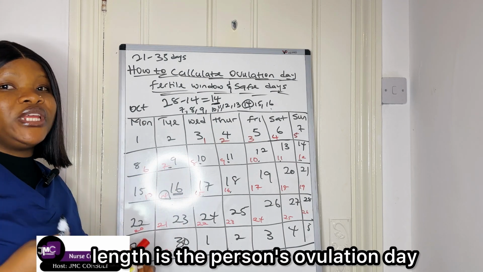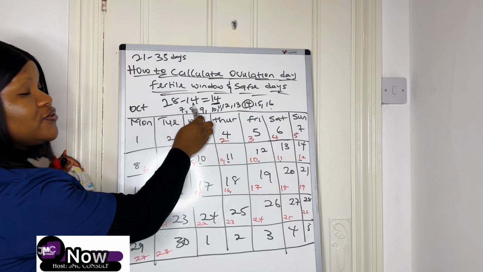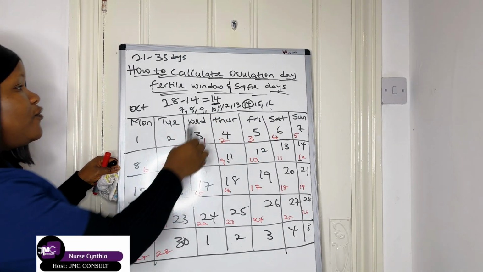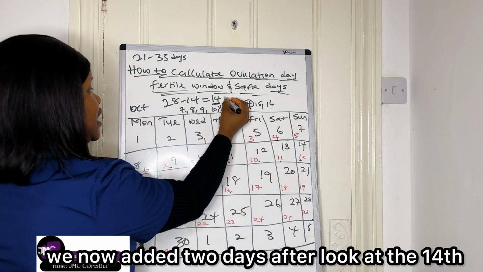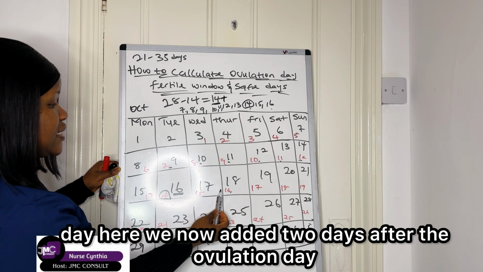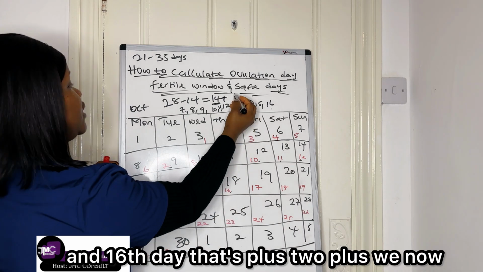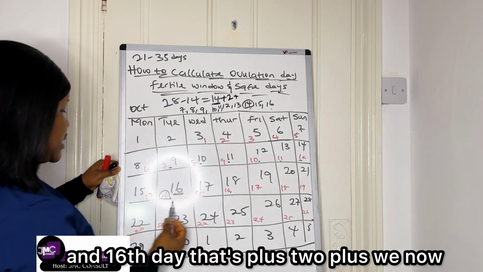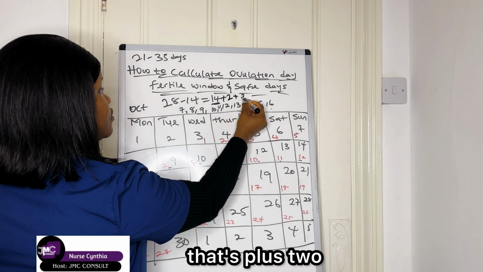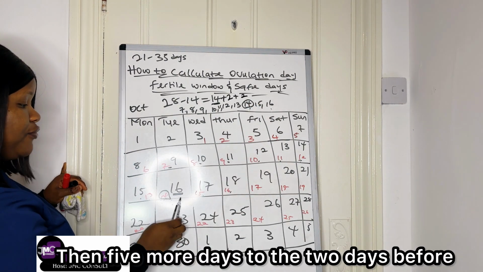the person's ovulation day. Now, we calculated and said 28 minus 14, which gave us 14. Now, 14, we now added 2 days after. Look at the 14th day here. We now added 2 days after the ovulation day, which is on the 15th day and 16th day. That's plus 2. Plus, we now added 2 extra days before the ovulation day. That's plus 2. And then 5 more days to the 2 days before the ovulation day.